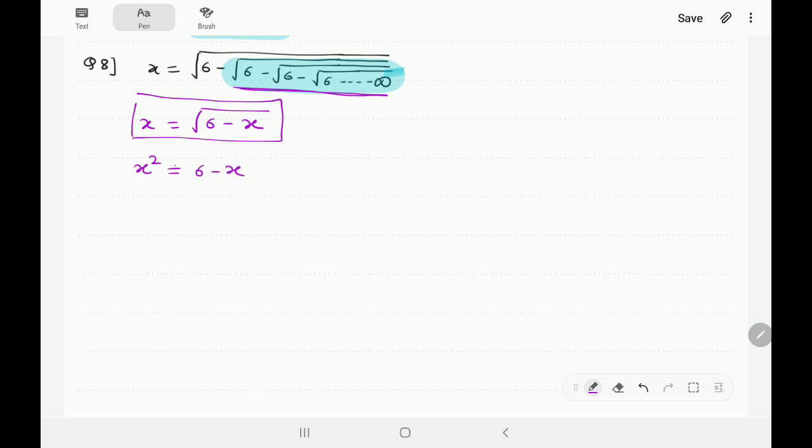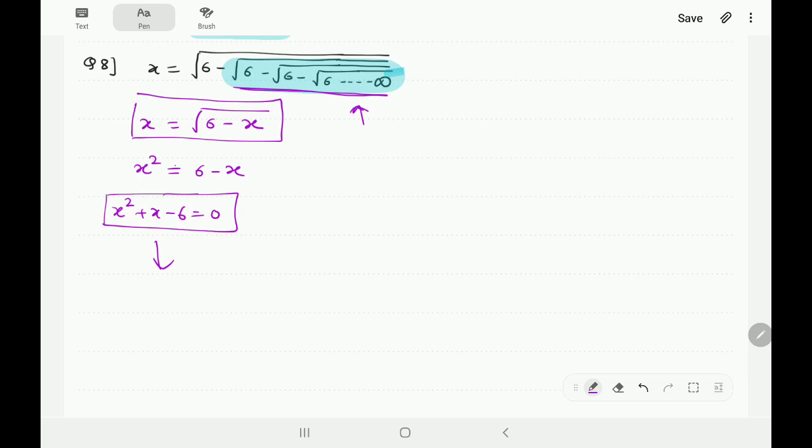Now you consider it as a quadratic. If you consider it as a quadratic, bring it in the standard form. Same concept. So shift everything this side. So x square plus x minus 6 is equal to 0. And I got the equation. Finished. You can solve it further. Easy to solve. Not difficult. Only this part you need to understand.